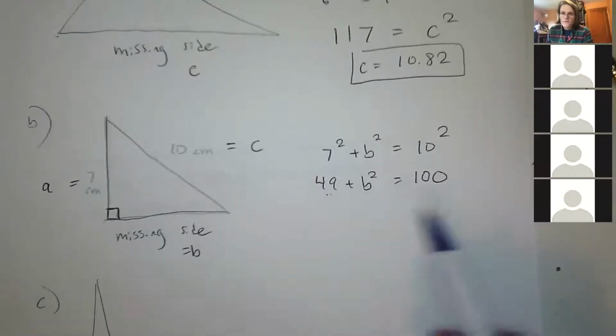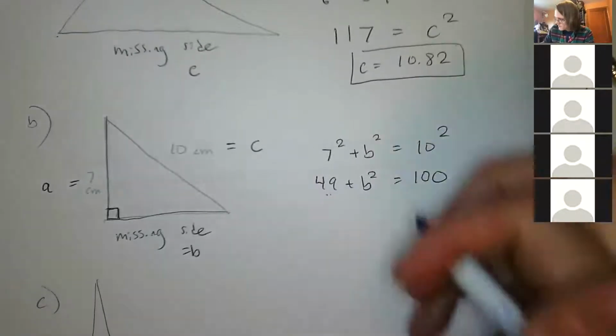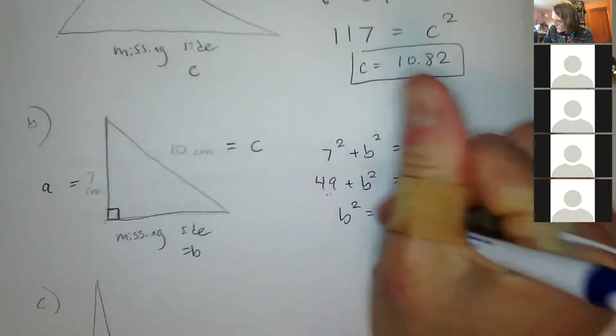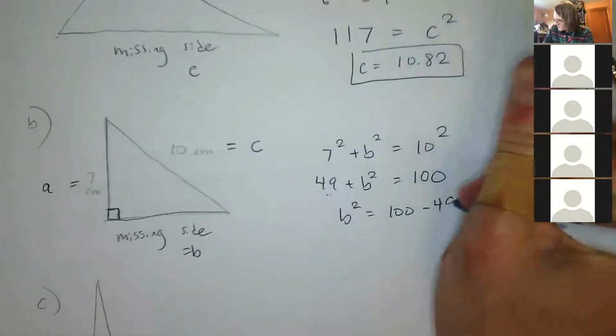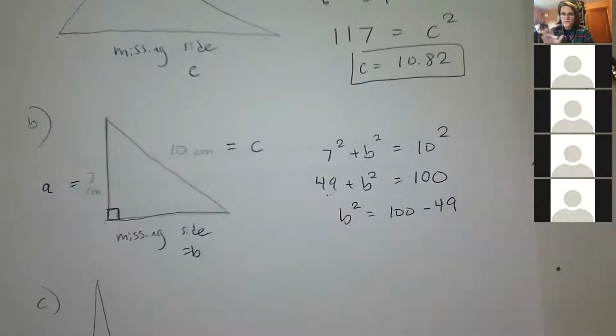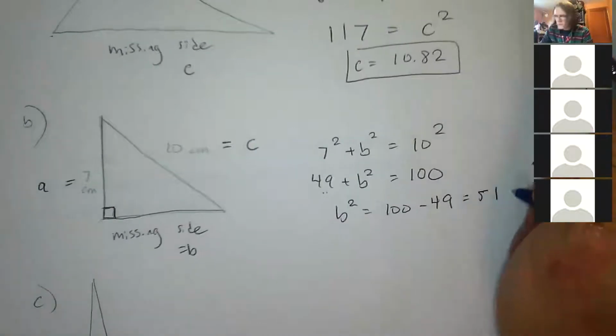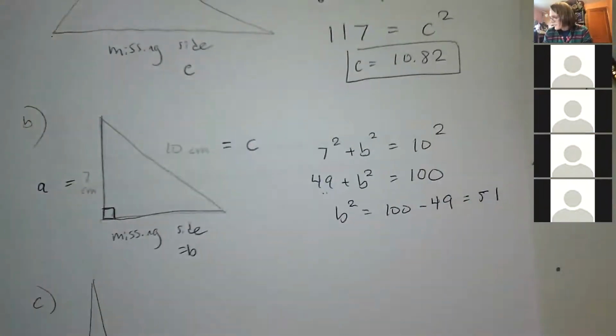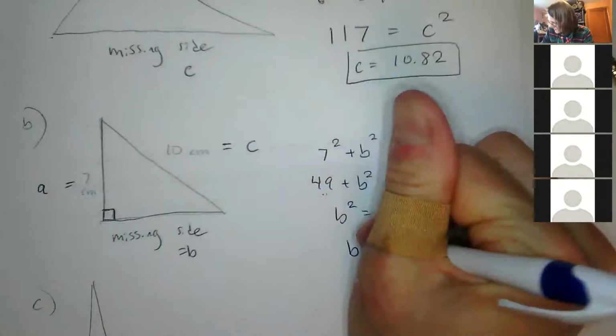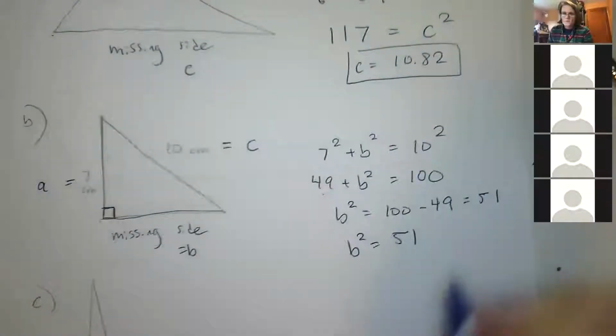And you just subtract 49 from both sides to do that. So I get b squared equals 100 minus 49. Again, just subtract 49 from both sides. And then that's 51, right? You can always plug it in your calculator. So I get b squared equals 51.